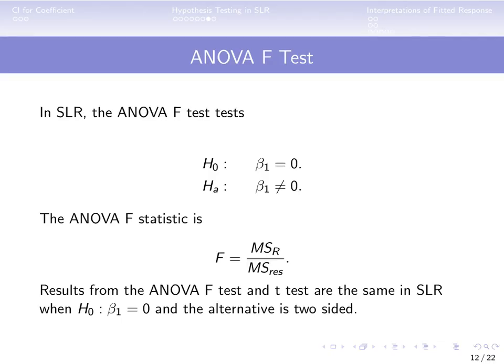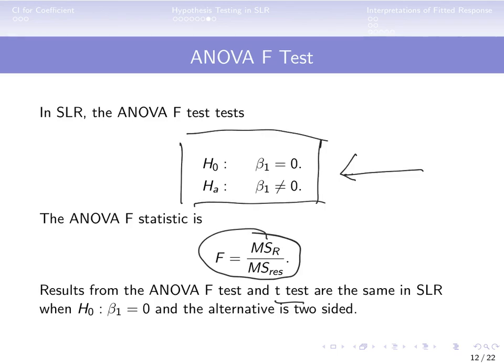In simple linear regression, there's also an ANOVA F test. The ANOVA F test tests the null and alternative specifically. It's only this combination of null and alternative, right? Whereas in the t-test, you could do a two-sided test, you can do a one-sided test, or you could have a test where the null is a value other than 0. So only in this setting, right, where the null and alternative are 0 and not 0, are the ANOVA F test and t test the same in simple linear regression.